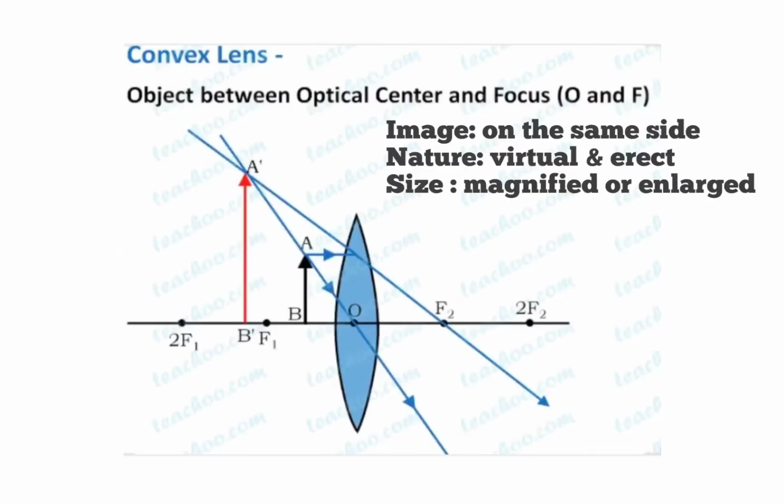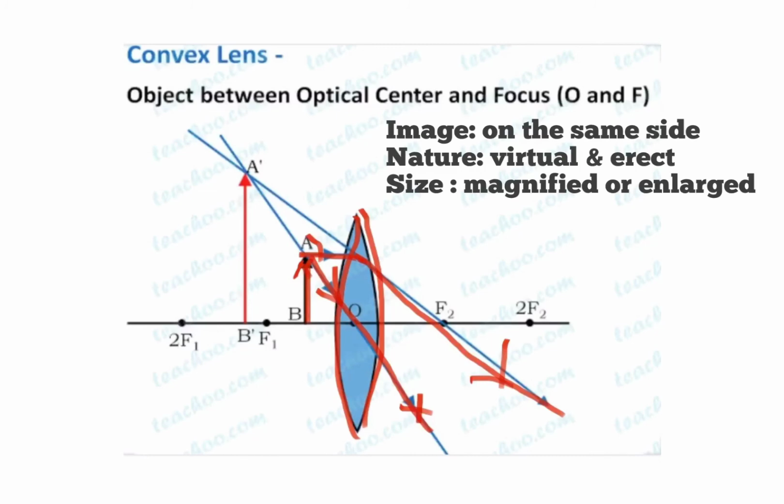Now the last case, that is object is placed between optical center O and focus f. So object AB is placed between O and f. We'll consider the first ray parallel to principal axis. After refraction, it will pass through f2. We'll consider the ray which is passing through optical center O. Now here they are not meeting, so we need to extend them backwards.